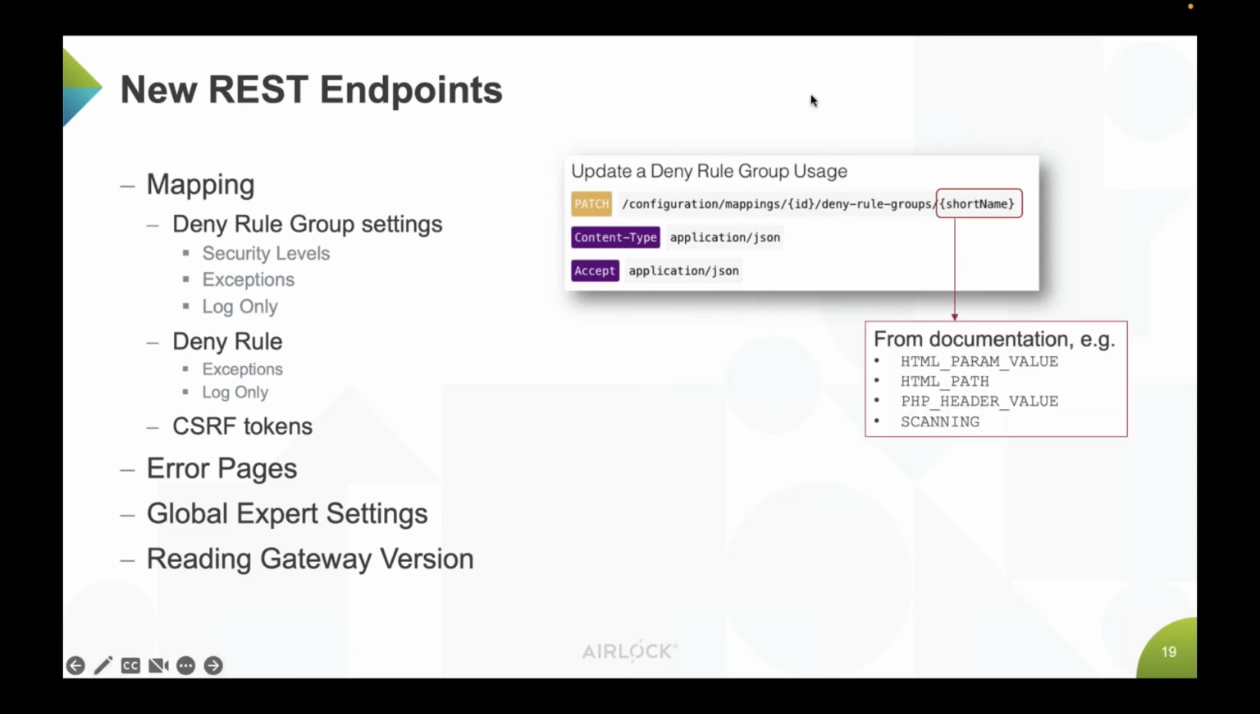Just to show you, when you're using this new endpoint, there's this short name in the path of the resource. That's just a human readable name of deny rule groups. You will find these names in the documentation, or you can query the API and just list all the available deny rule groups.